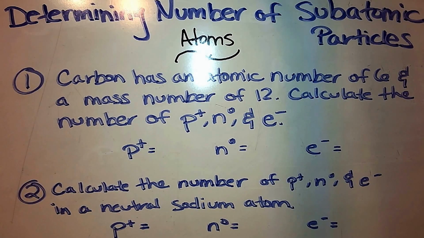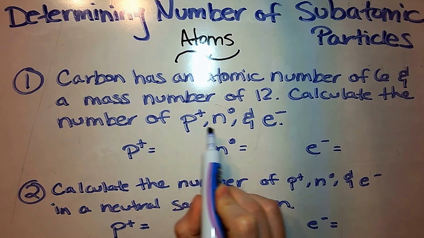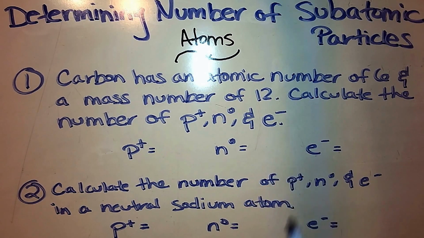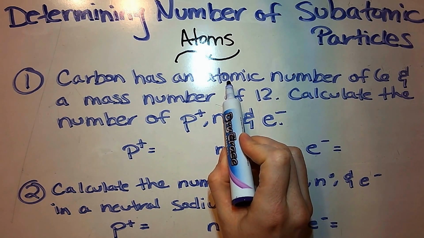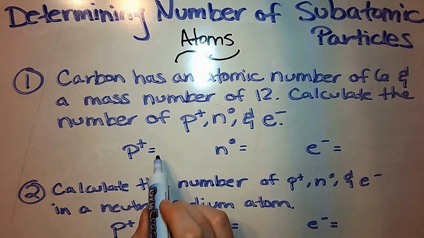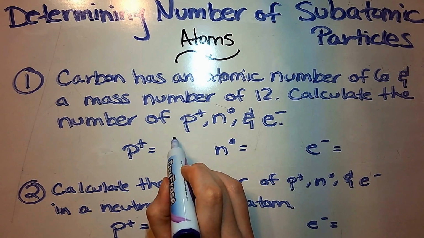Number one, carbon has an atomic number of 6 and a mass number of 12. Calculate the number of protons, neutrons, and electrons. Well, as you may remember from class, the atomic number is the same as the number of protons. So for my proton number, I have 6.